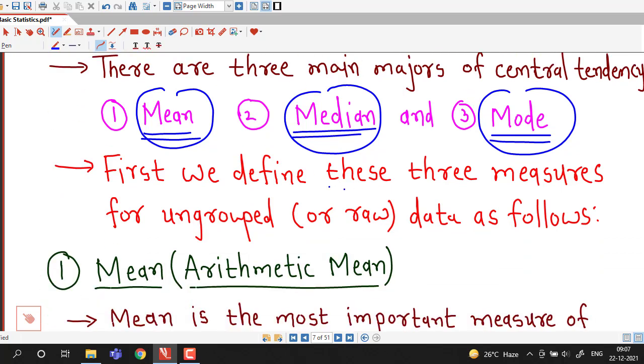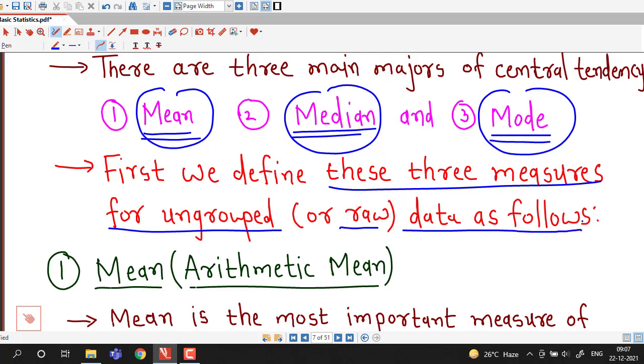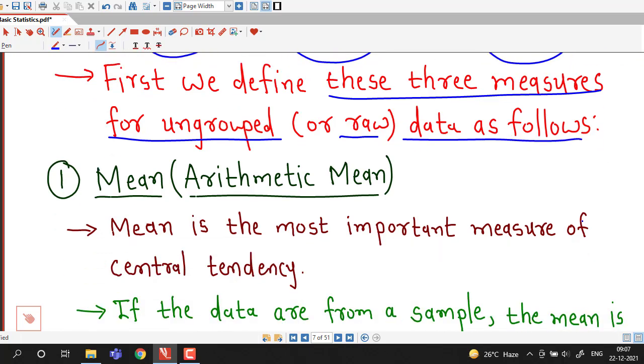So first we define these three measures for ungrouped or raw data. First one is mean. Another name for mean is arithmetic mean. Now, when we are defining mean, we are familiar with the definition of mean or average.